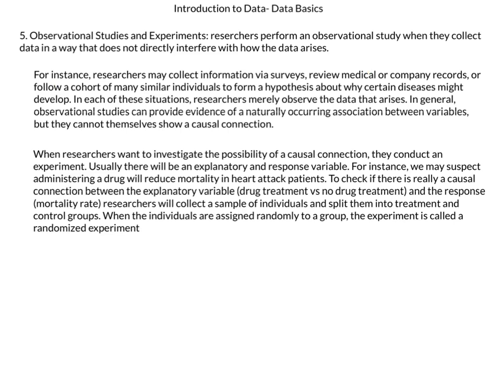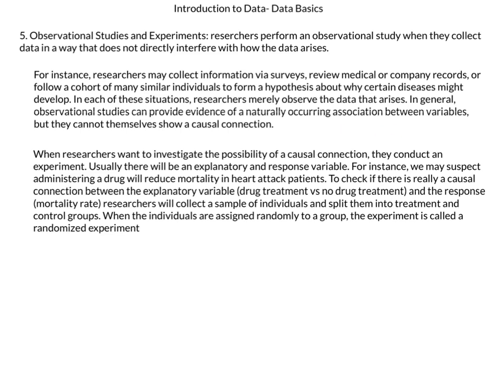Some examples: researchers may collect information via surveys or review medical or company records or follow a cohort of many similar individuals to form a hypothesis about why certain diseases might develop. In each of these situations, when we're collecting information from surveys or reviewing records or asking a group of individuals to fill out something, researchers merely observe the data that arises. In general, observational studies can provide evidence of a naturally occurring association between variables, but they cannot themselves show a causal connection. In other words, we can't say something causes something else.